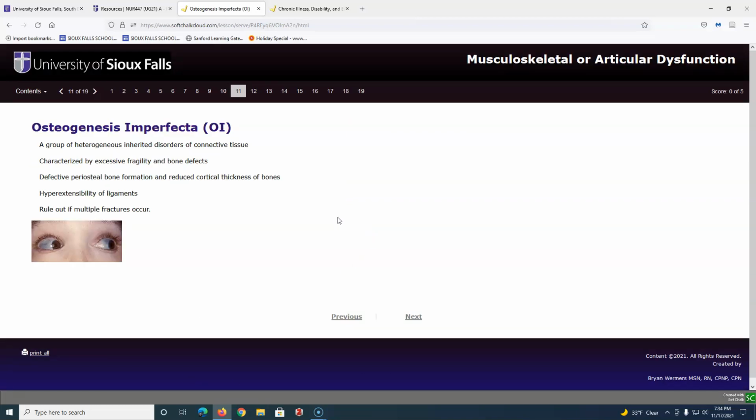Osteogenesis imperfecta is a host of different things, but this is an inherited connective tissue disorder. And what you're seeing with this is excessive fragility and bone defects. It's really popular in multiple TV shows and stuff like that, less popular in real life. But you still might see it. If somebody's coming in and they've got multiple fractures, this might be the cause. So it does impact the bone formation and causes increased fractures. Some of the things that you might see on these patients would be an increased hyperextensibility of ligaments, so your double-jointedness, multiple fractures, and then you might see some blue sclera.